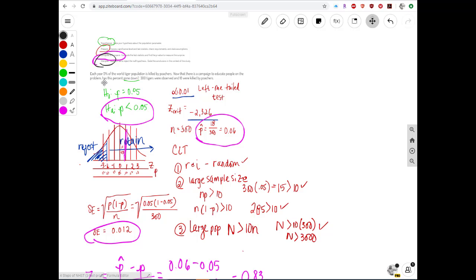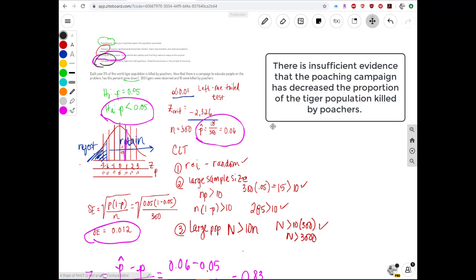So the question was, each year, 5% of the world tiger population is killed by poachers. Now there is a campaign to educate on the problem. Has the percent gone down? So in context of the question, they wanted to know, is there less poaching? They put this money out to do this campaign, and they want to know, is there evidence of less poaching? According to your sample, there is not sufficient evidence to conclude that the campaign has been effective or has had any effect. We cannot say that there is no proof. We can't say that it's proven that it doesn't work. We can only say there is insufficient evidence that this campaign has been successful in the decrease of poaching of tigers.